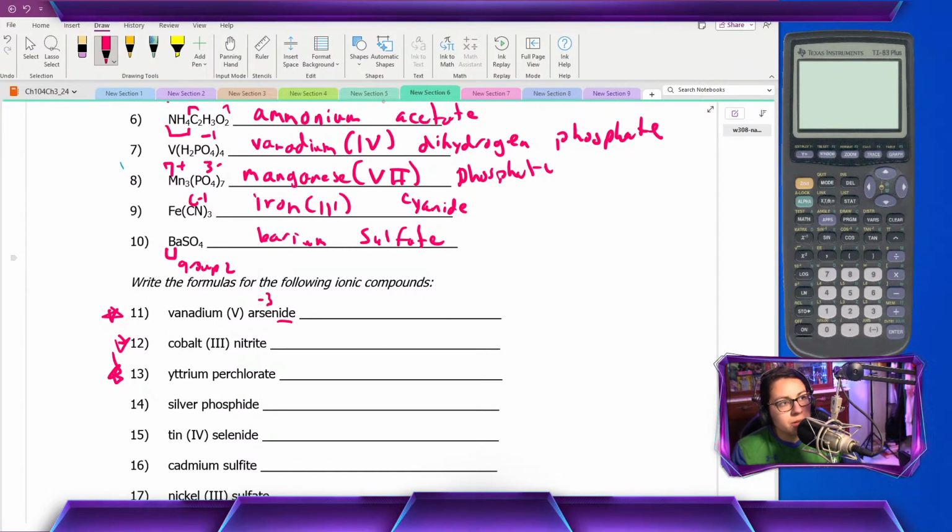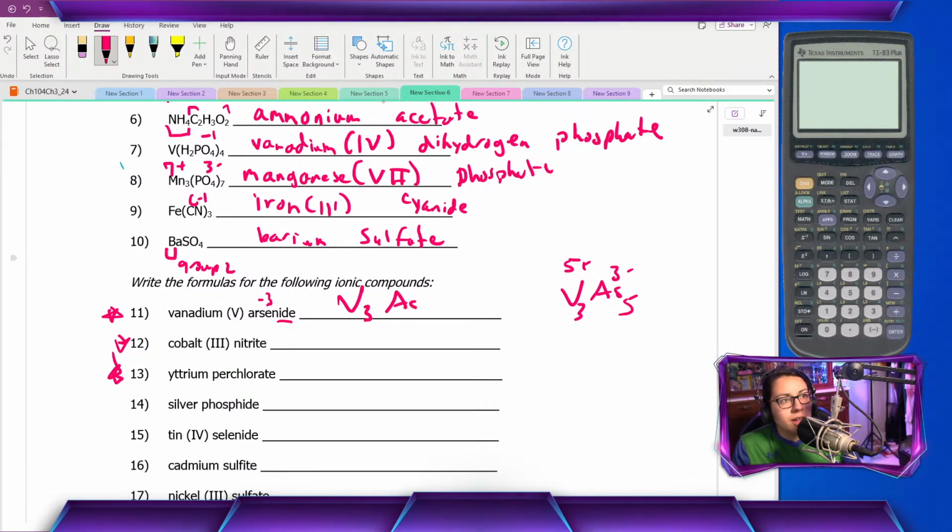And so sometimes I do some scratch work on this side. Well, we have vanadium, and that's our oxidation state, 5 plus. Arsenic is 3 minus. And then easiest way is to swap them. And so that is our answer, V3As5.